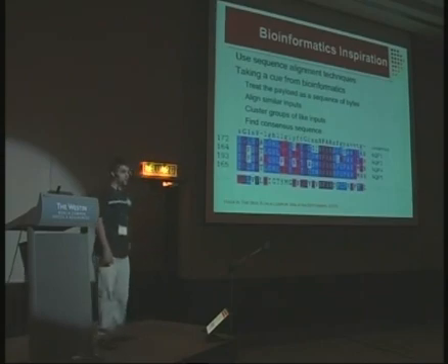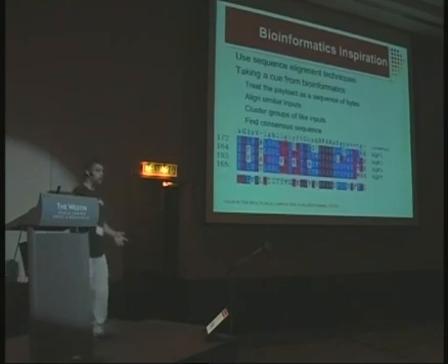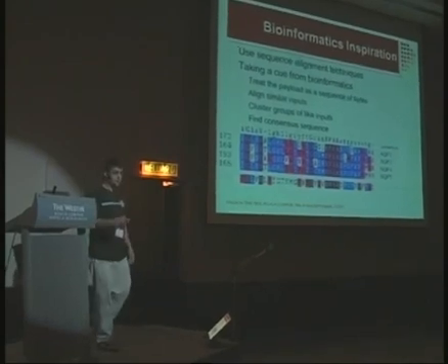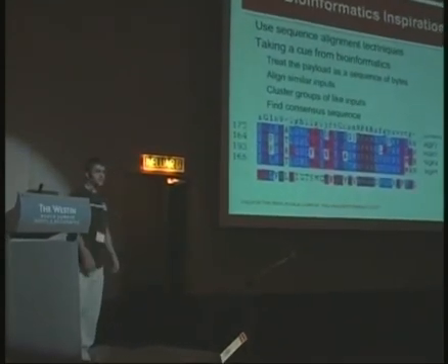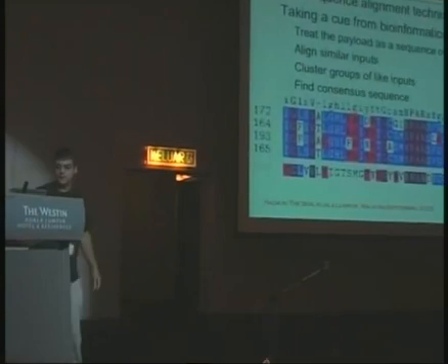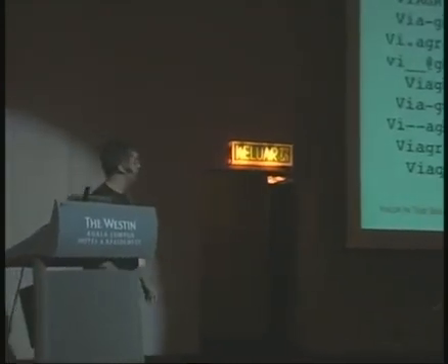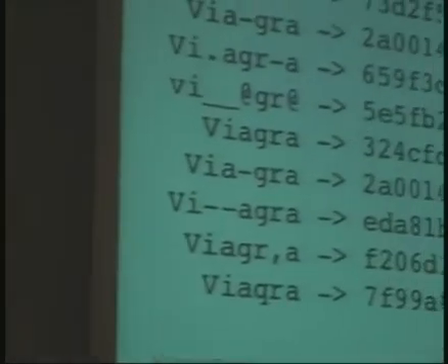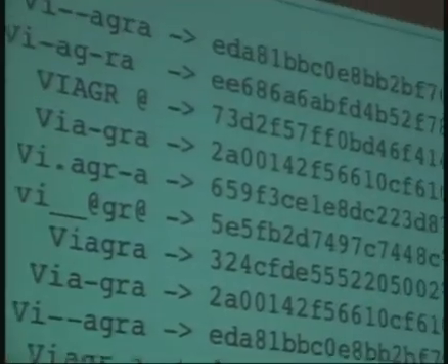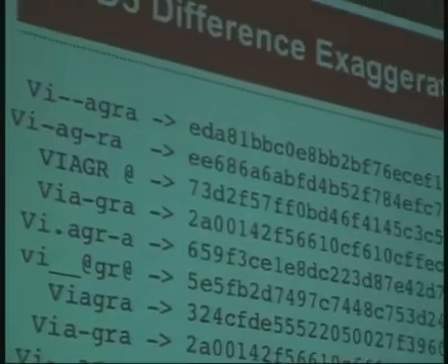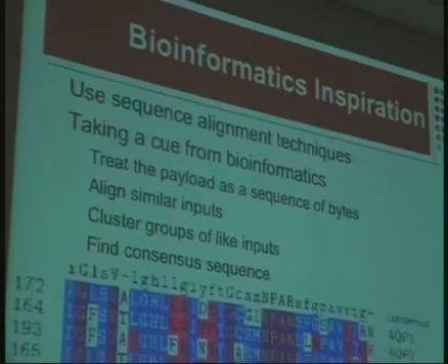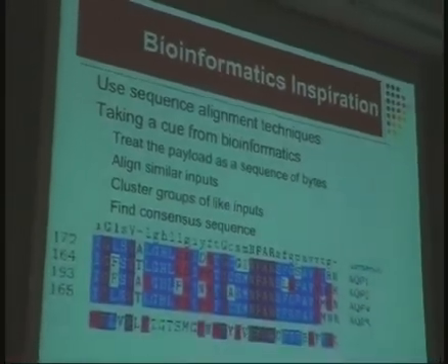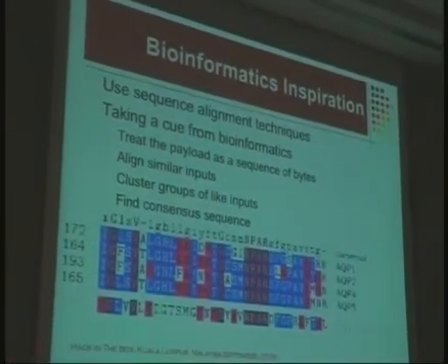For example, treat the payload as a sequence of bytes, align and find our similar inputs, cluster around them in the future, and find the consensus sequence that describes this. If we look back at our Viagra example, you can see how this all works. The last position is usually an A, sometimes an ampersand, and once a space. The first position is usually a V, either capital, lowercase, etc. We can achieve the same thing we achieve in bioinformatics by thinking just about generic strings and what they mean.